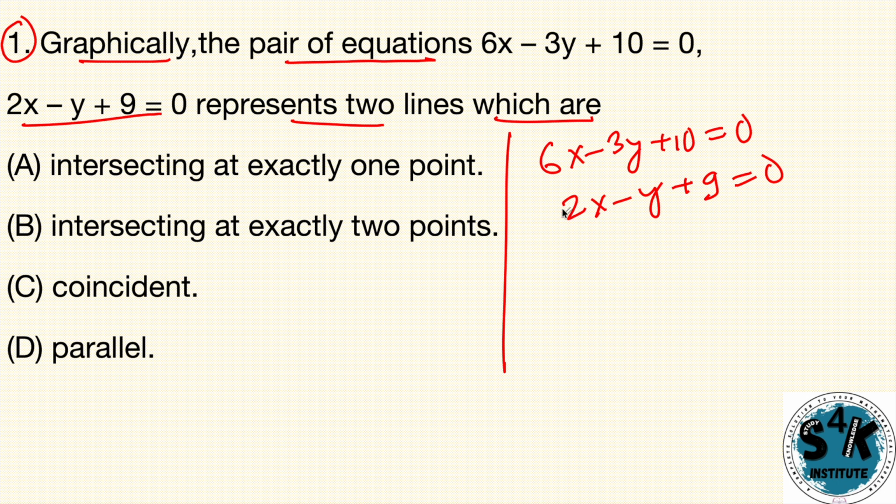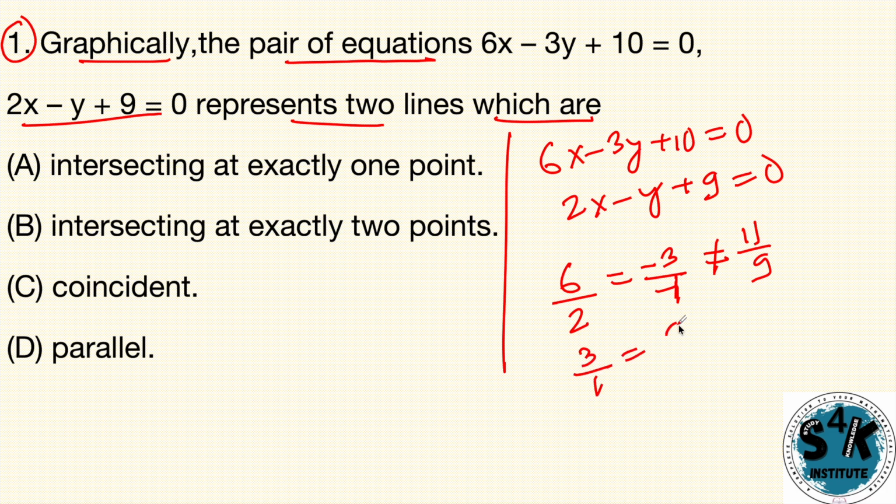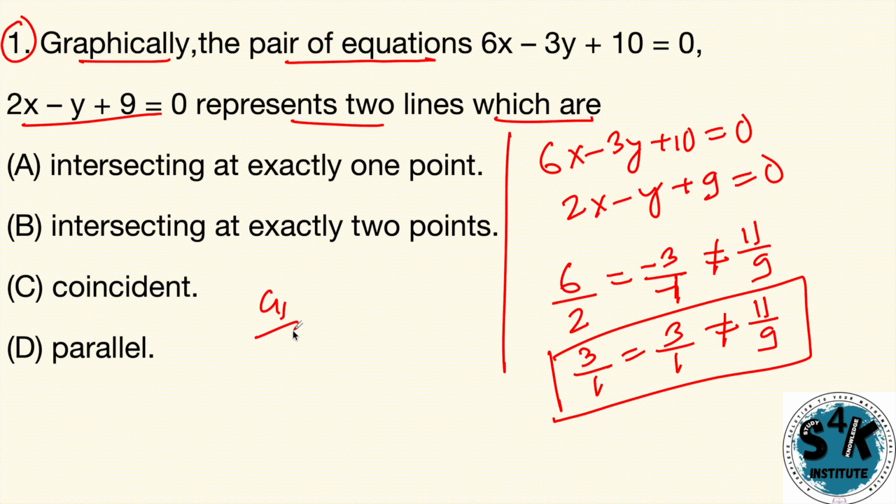Okay, now just look at the ratio. 6 over 2 is equal to minus 3 over minus 1 not equal to 10 over 9. So we got 3 upon 1 is equal to 3 upon 1 not equal to 10 over 9. So what type of lines are these? These are parallel lines, right? Because we are having a1 upon a2 is equal to b1 upon b2 but not equal to c1 upon c2. Okay, so these are parallel lines, they are never going to intersect. Okay, so the option is D.